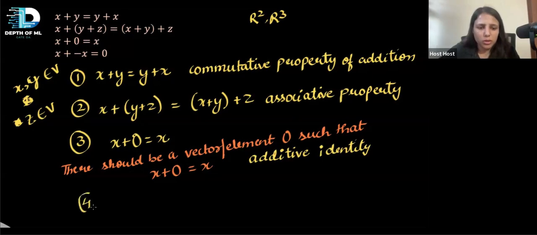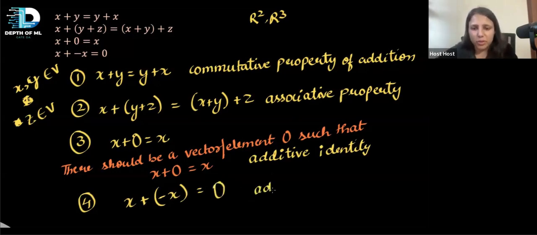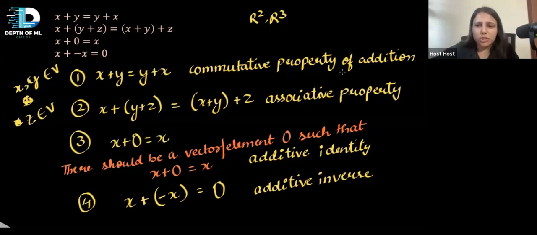Also, the fourth property is if I add the negative of a vector, it's called additive inverse. Then I should get back the 0 vector. So this is called additive inverse. And these properties which I have here are called additive properties of a vector space.